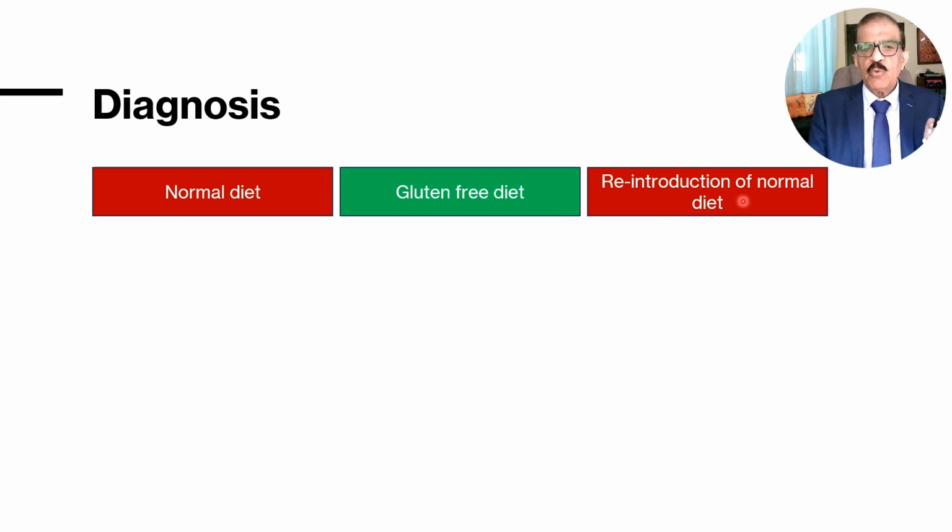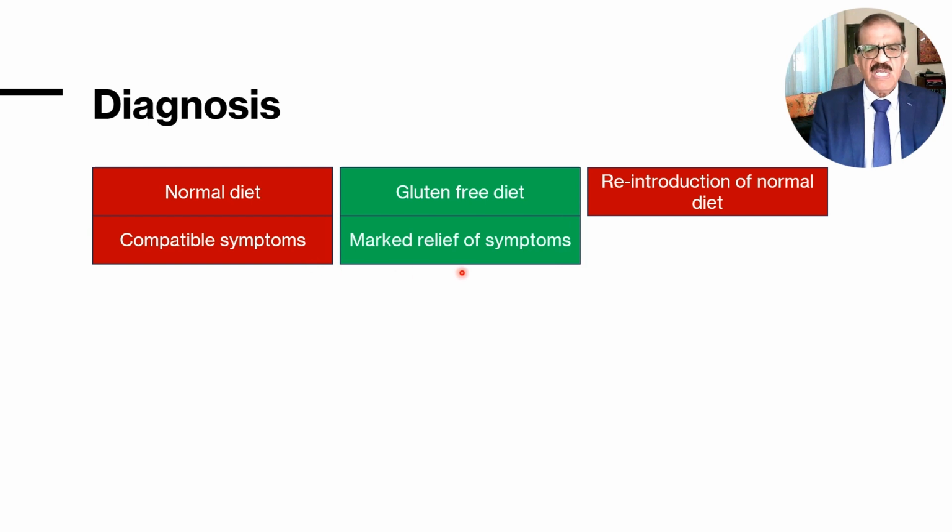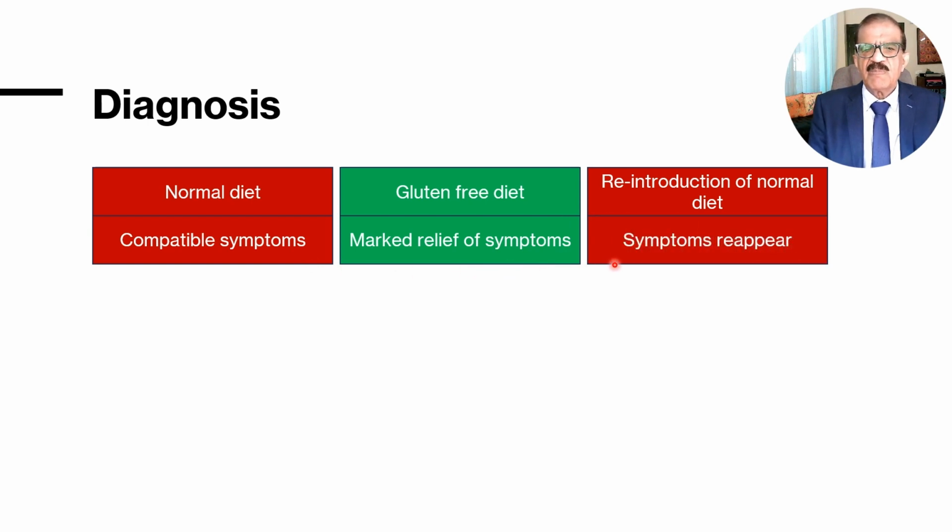And then you reintroduce the same diet. Either you do it intentionally to do the experiment, or the patient does it. The patient just can't continue with the gluten-free diet, and then he or she restarts and the symptoms reappear. So I think compatible symptoms, marked relief of symptoms, and then symptoms reappearing when the wheat is reintroduced, that is fairly diagnostic. Now this does not require any lab, it does not require any further resources. You just have to explain to the patient that this is how to go about the diagnosis.